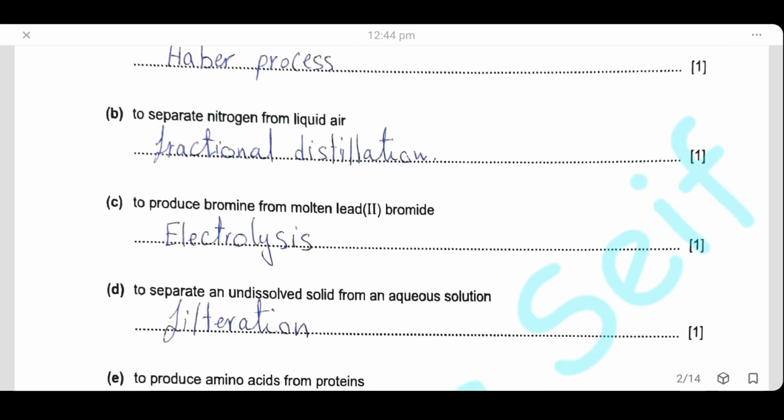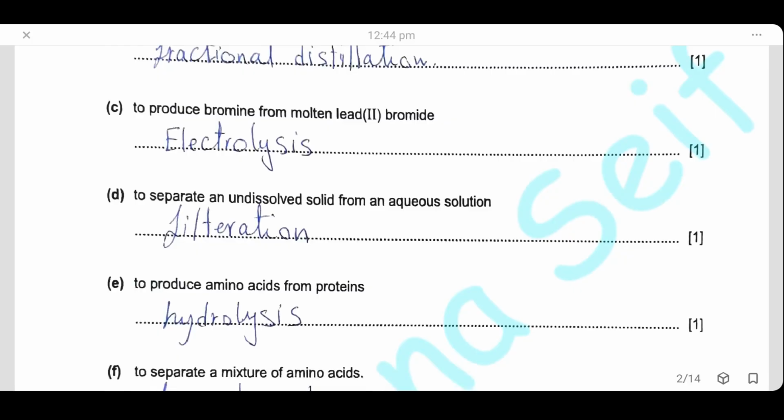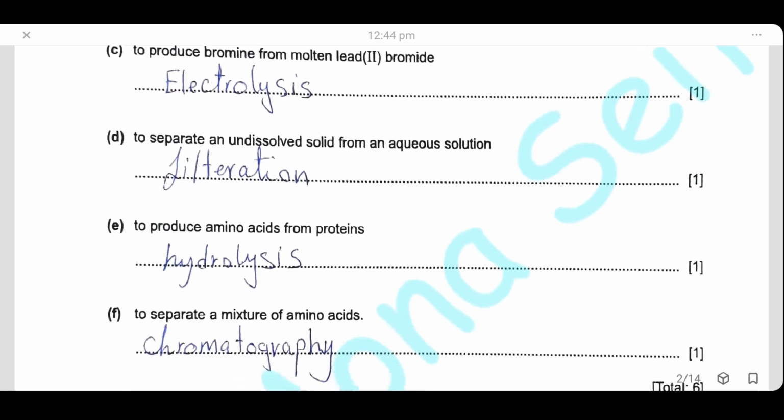B. To separate nitrogen from liquid air, fractional distillation, according to the difference in boiling points. C. To produce bromine from molten lead bromide. Molten ionic compounds can be decomposed by electrolysis.